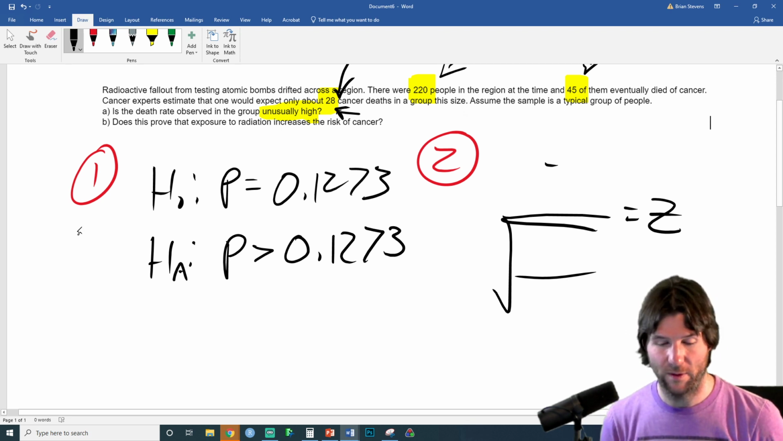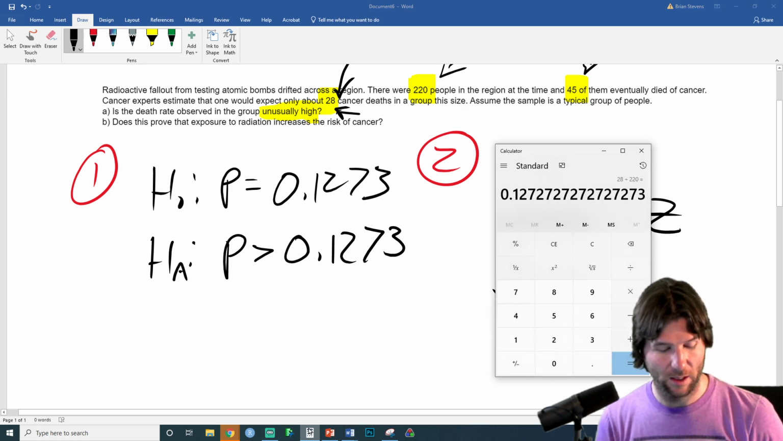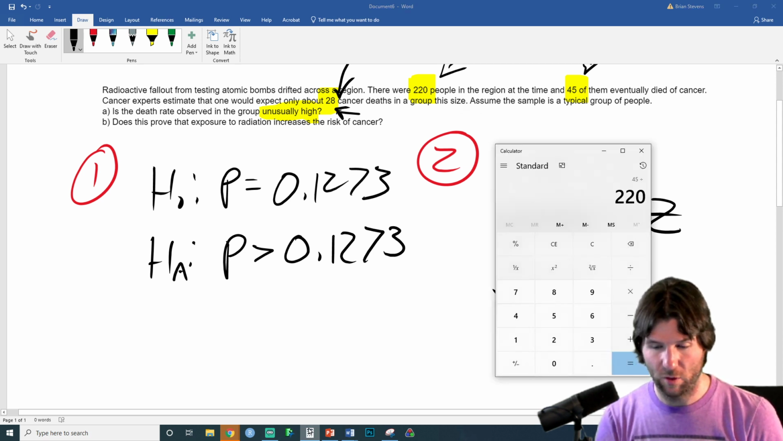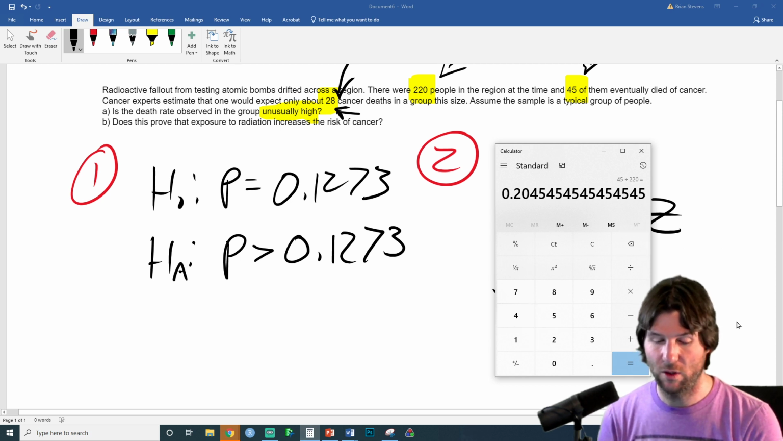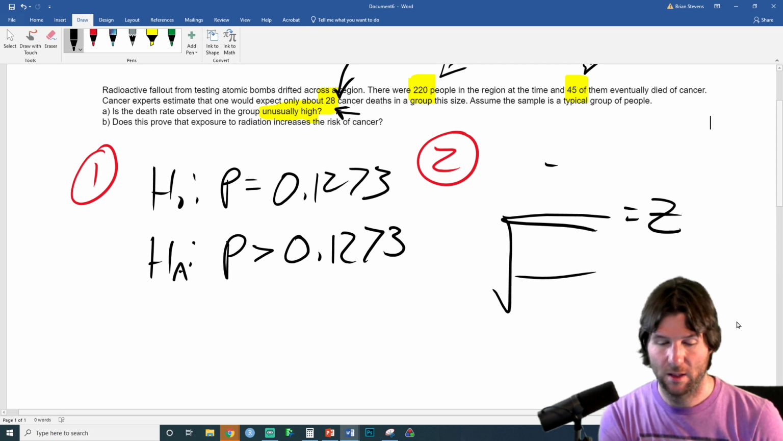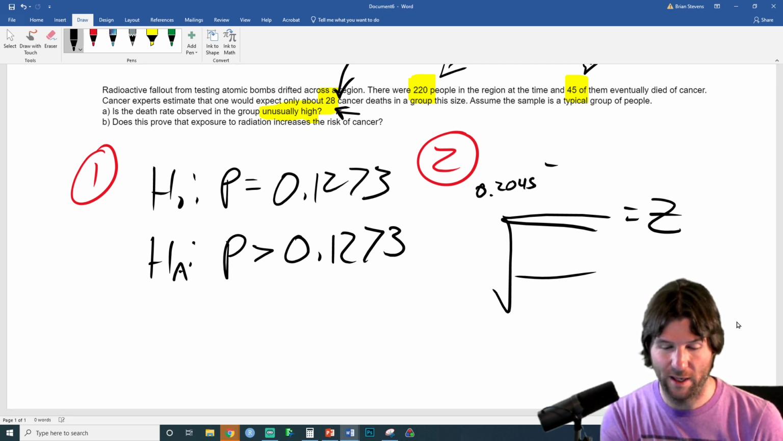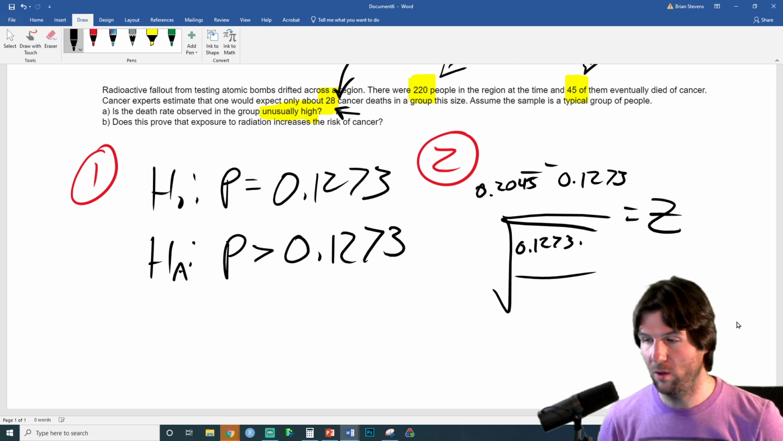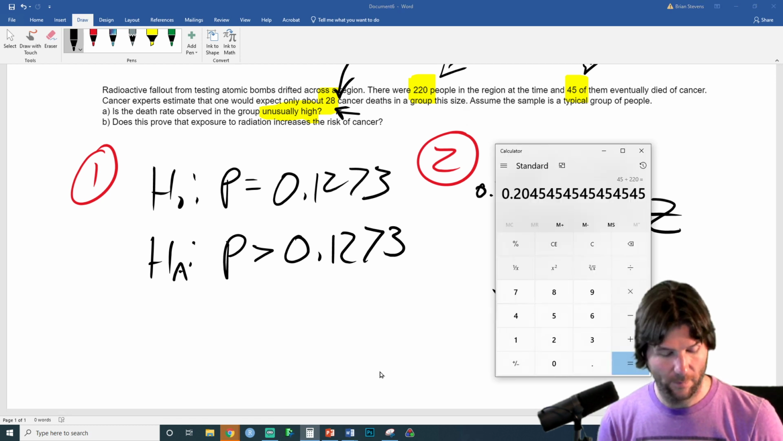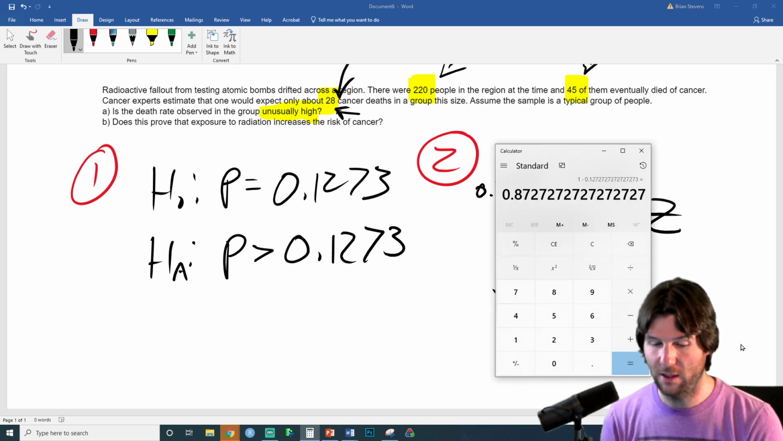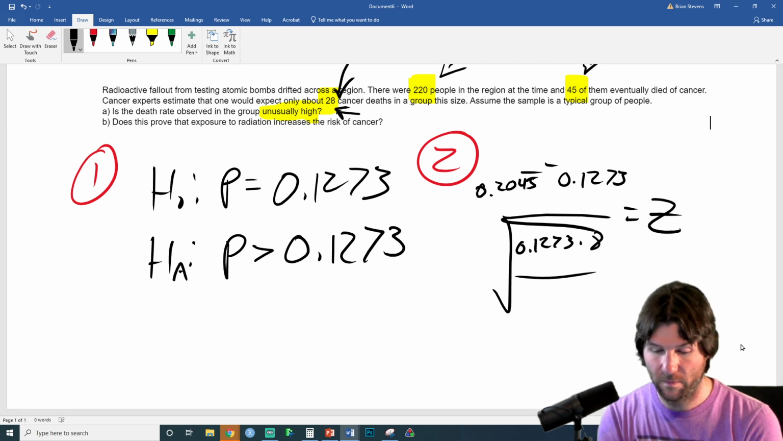So P hat, we've got to find that too. P hat is going to be 45 divided by 220. P hat is 0.2045 repeating. And then we have right here P naught on the bottom. Then we times that by Q naught. So let's go find Q naught right here. 1 minus P naught is Q naught, 0.8727 repeating, over the sample size of 220.